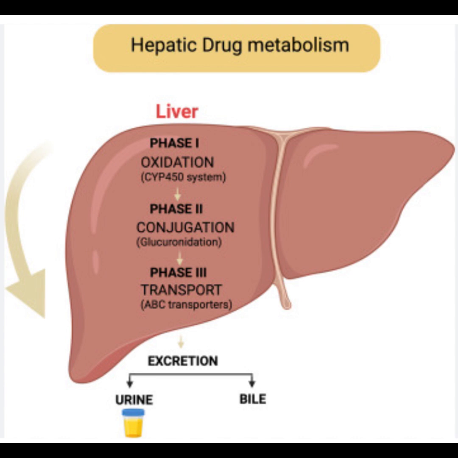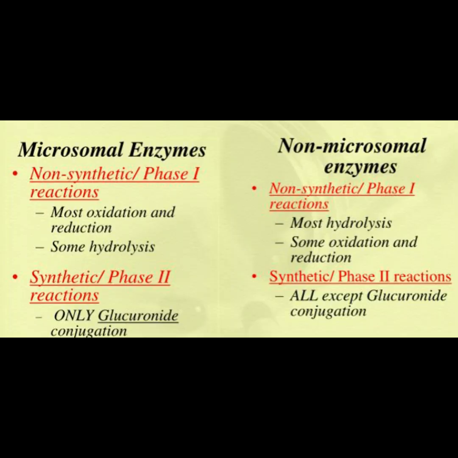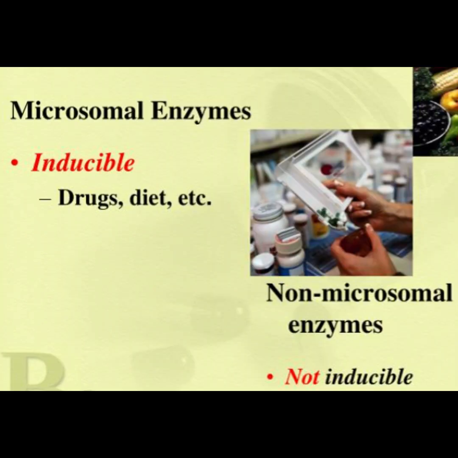There are two types of enzymes involved in metabolism. One is microsomal enzymes in the liver, like the endoplasmic reticulum, which are inducible or inhibitable. And there is another type, non-microsomal enzymes, which are outside the endoplasmic reticulum and not affected by inducers or inhibitors. For example, warfarin is metabolized by microsomal enzymes, whereas heparin is metabolized by non-microsomal enzymes.